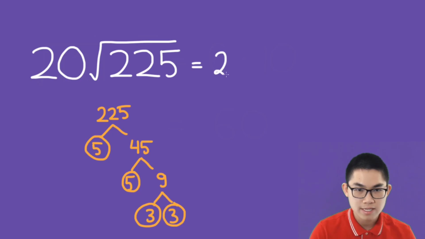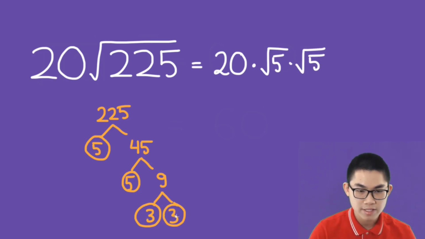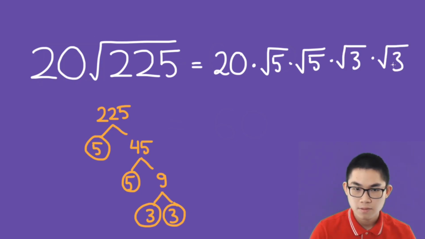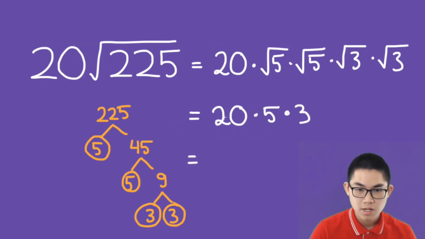So you get 20 times the square root of 5 times the square root of 5 times the square root of 3 and the square root of 3. This is equal to 20 times 5 times 3. 20 times 5 gives you 100, and 100 times 3 is 300.